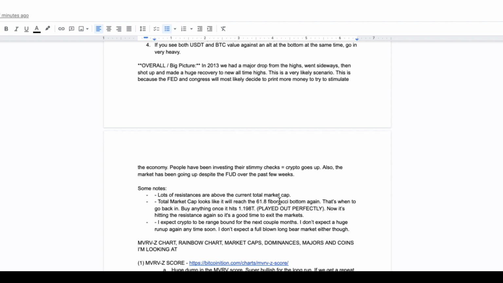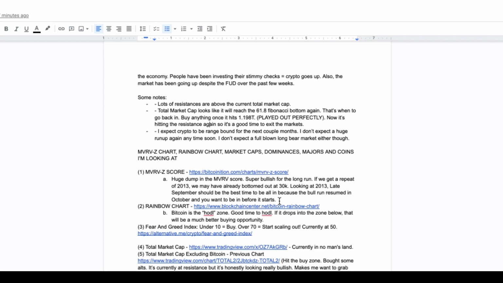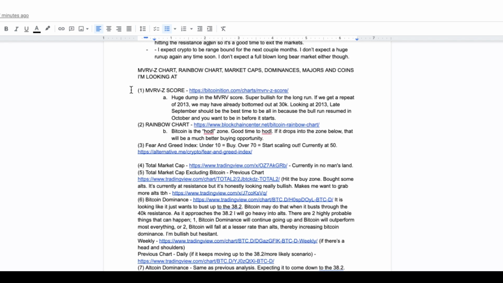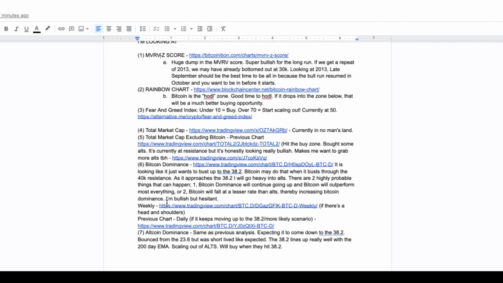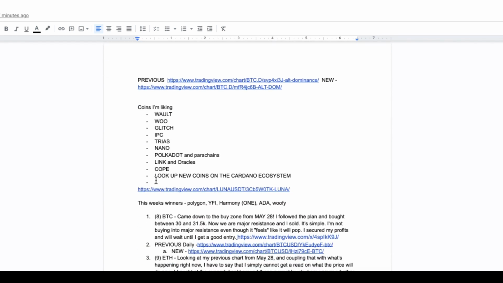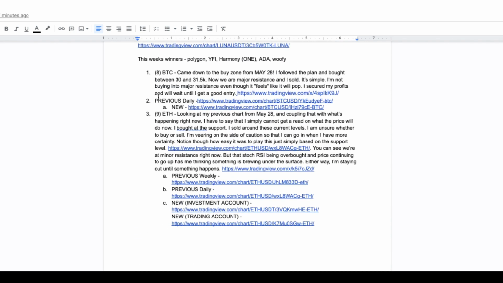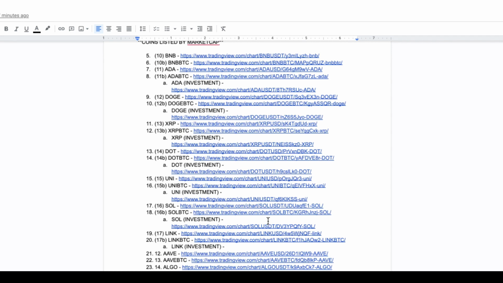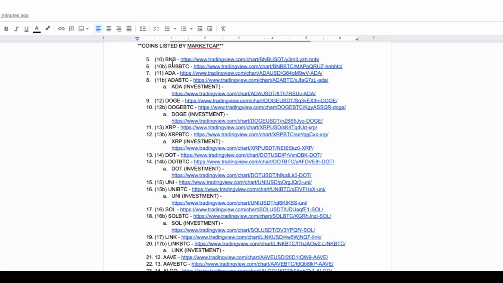So this is what I do. In case you're new here, let me just go over this real quickly. I start out doing the MVRV score, then I go to the rainbow chart, then I look at the fear and greed index, then the total market cap, then the total market cap excluding Bitcoin, and then the dominance levels. And then I look at different coins, which is something I add at the end. Then I look at Bitcoin, Ethereum, Ethereum versus Bitcoin. And then I go through coins listed by market cap: BNB, ADA, Doge, XRP, DOT, Uni, Sol, Link, one by one.